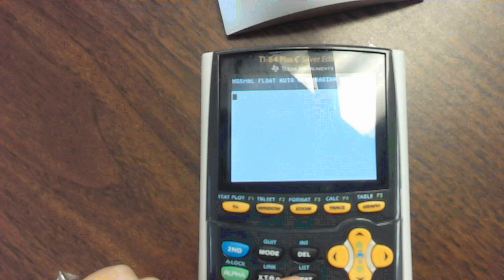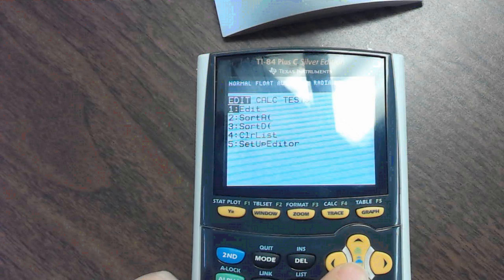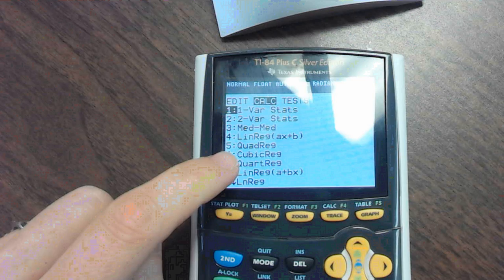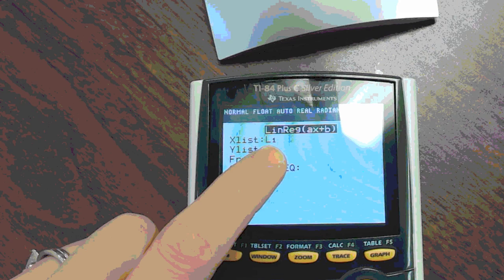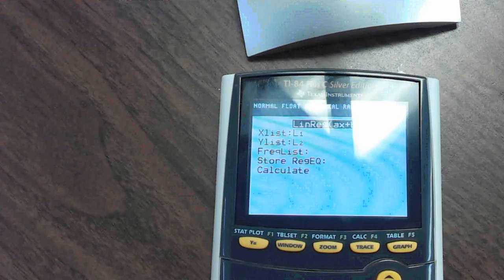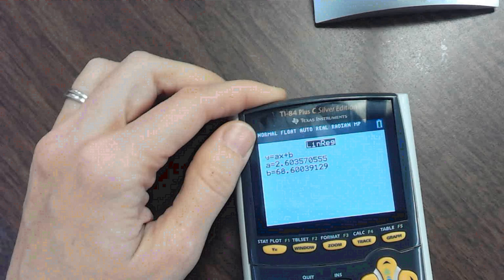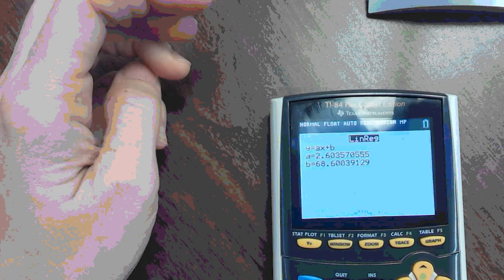We want stat again. This time we don't want edit, we want to calculate the linear regression. So go over, and then we choose quadratic. No, we're choosing linear regression. So press 4. And it says, did you use L1 and L2? Yeah, we did. Store reg EQ, we don't even need to do that because we only need the equation. So we go down to calculate, we press enter. We get this gorgeous equation right here. It's telling us that the A value is 2.60357, and so on, and the B value is 68.60.